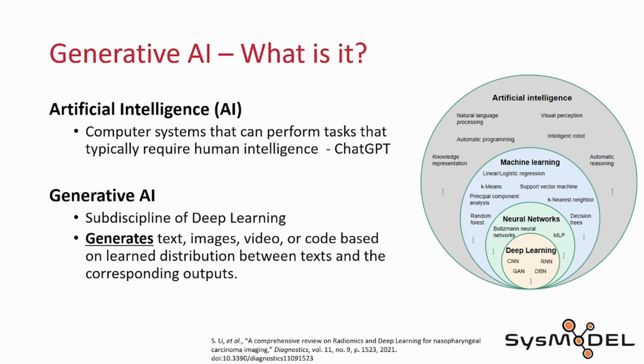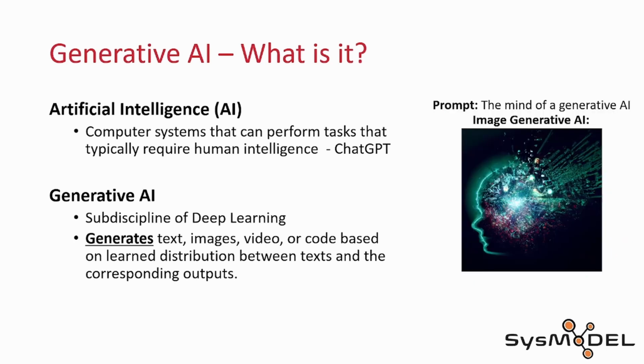Generative AI is a small subdiscipline of deep learning. Deep learning uses large neural network architectures to model complex systems, such as the English language. Generative AI focuses on generating text, images, and even videos based on the learned distribution between text and the corresponding output. An example is DALL-E, a text-to-image AI where I prompted the AI to create the mind of generative AI.